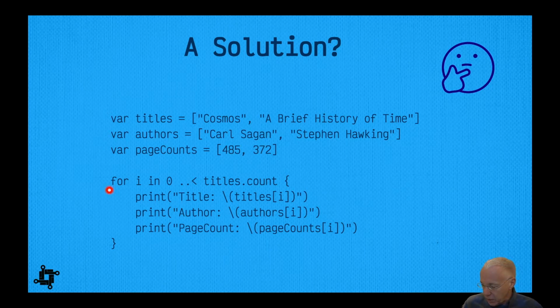Basically, we have this for loop that iterates through all of our titles. It's iterating over the elements here, and these all correspond to the same count, the same number. And then we're printing out title, author, and page count. And so this basically does work.